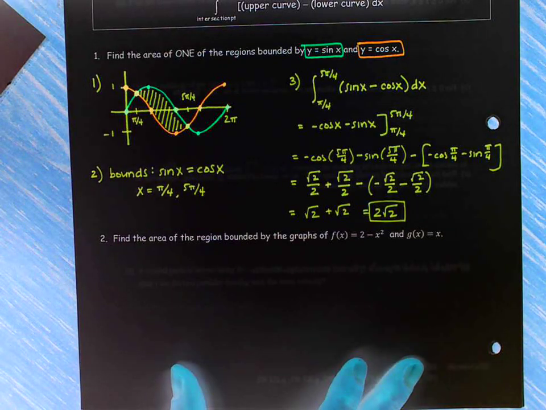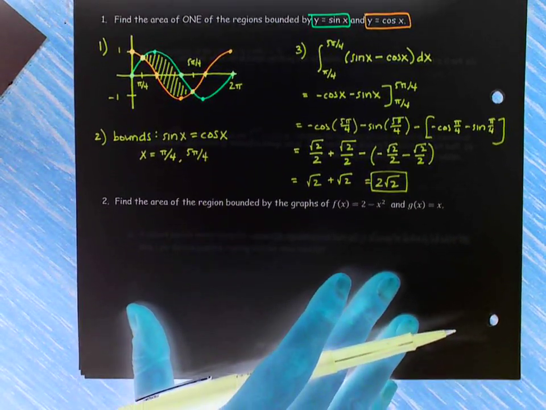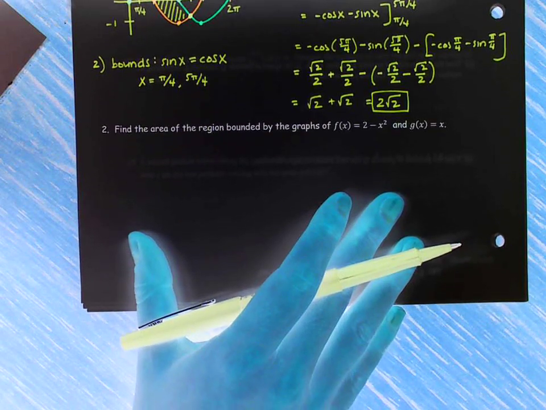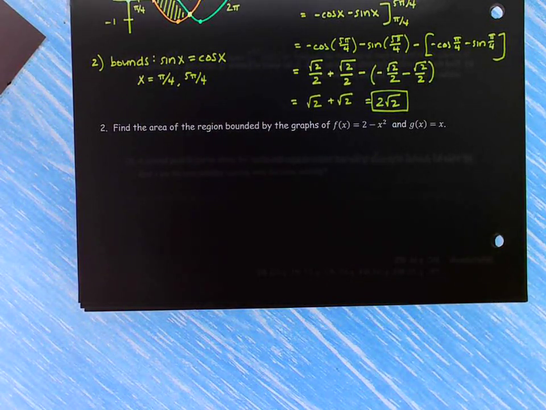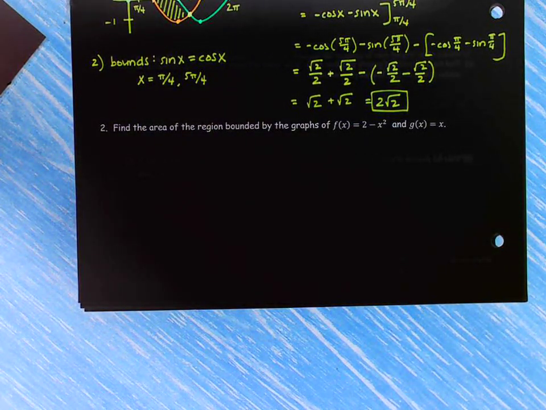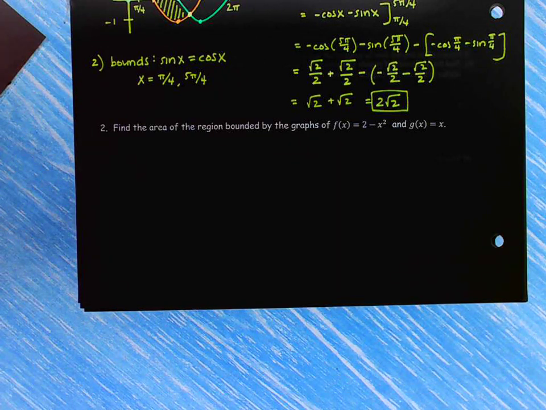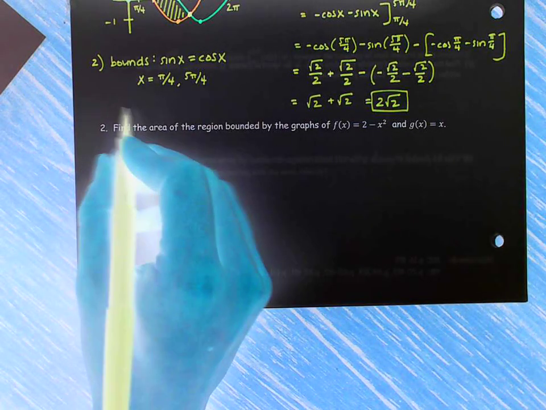So let's jump in and do another one. Number 2. Find the area of the region bounded by the graphs of f of x equals 2 minus x squared and g of x equals x. Just like before, we actually want to graph this because we need to know which curve is on top and which one's on bottom. So step 1 is going to be to graph my curves.